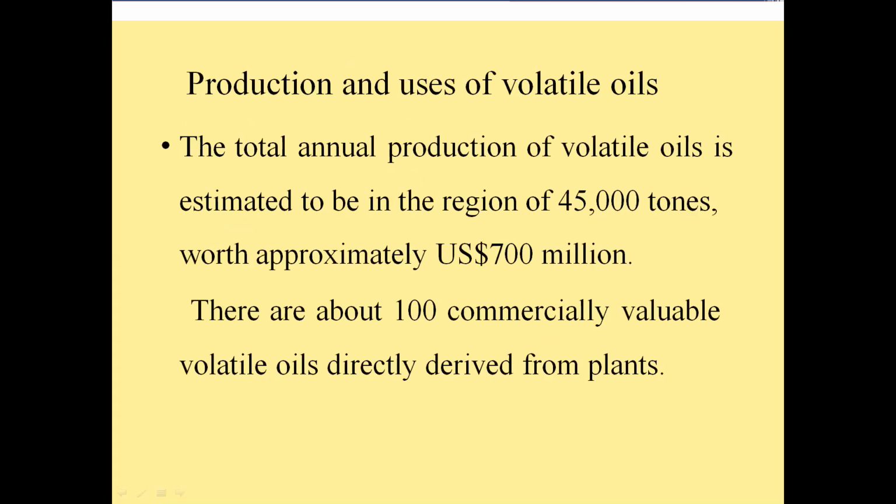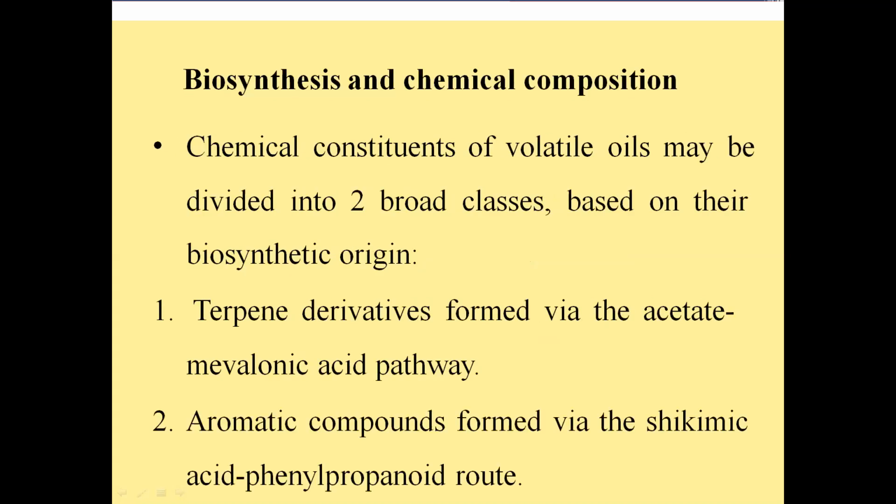Now what are the production and uses of volatile oils? The annual production of volatile oil is estimated to be in the region of 45,000 tons, worth approximately $700 million, and there are about 100 commercially valuable volatile oils directly derived from plants.